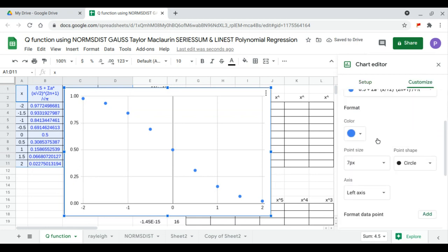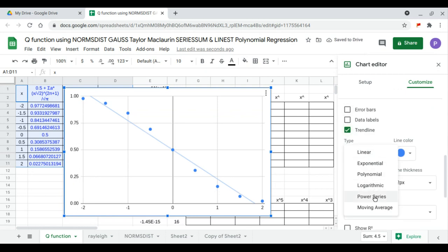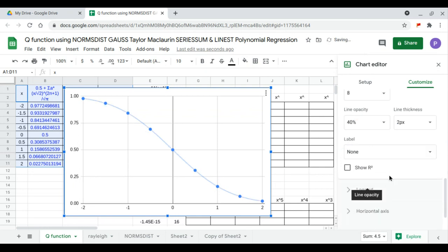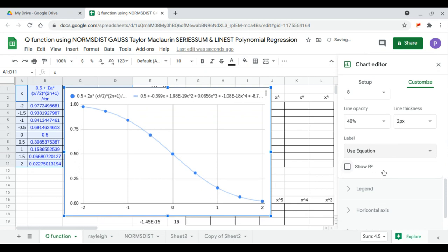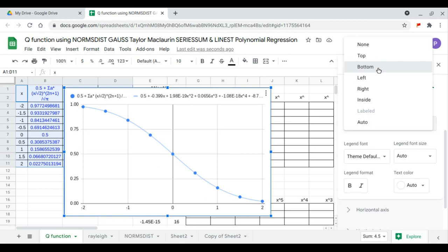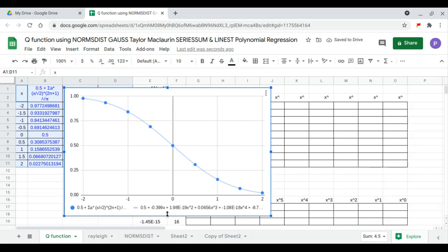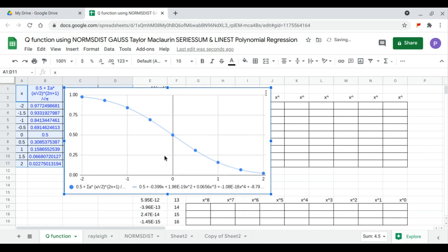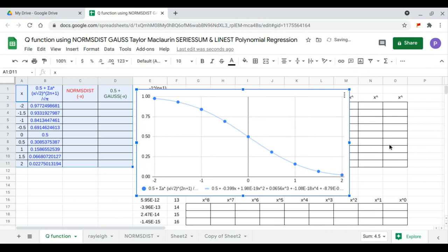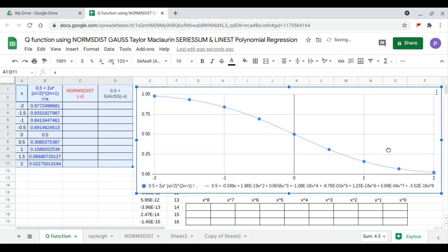The series, we show the trend line. Polynomial to the 8th degree. And the label, use the equation. The legend, position it at the bottom. And here we have the trend line and trend line polynomial of the Q function. This is the trend line with the trend line polynomial to the 8th degree.